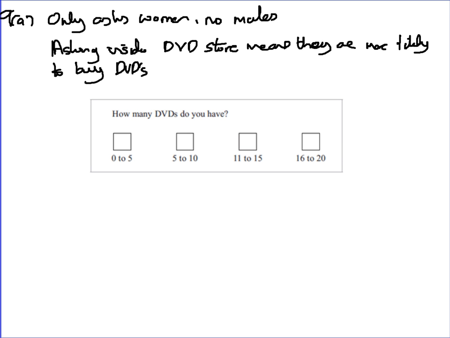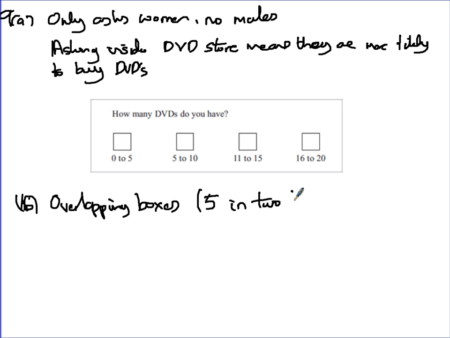Then we've got questions and a questionnaire. Write down two things wrong with this question. So we've got part B. Well, first of all, there's overlapping boxes. Five in two boxes. And also you can't go above 20. So I can't answer above 20.